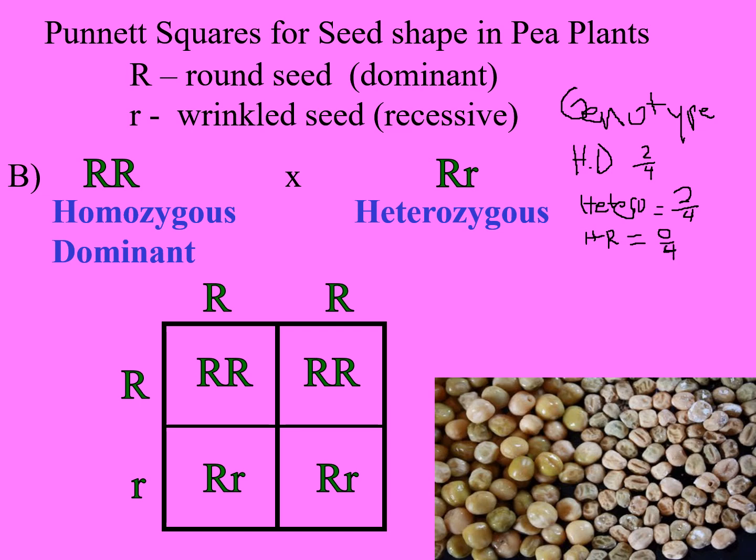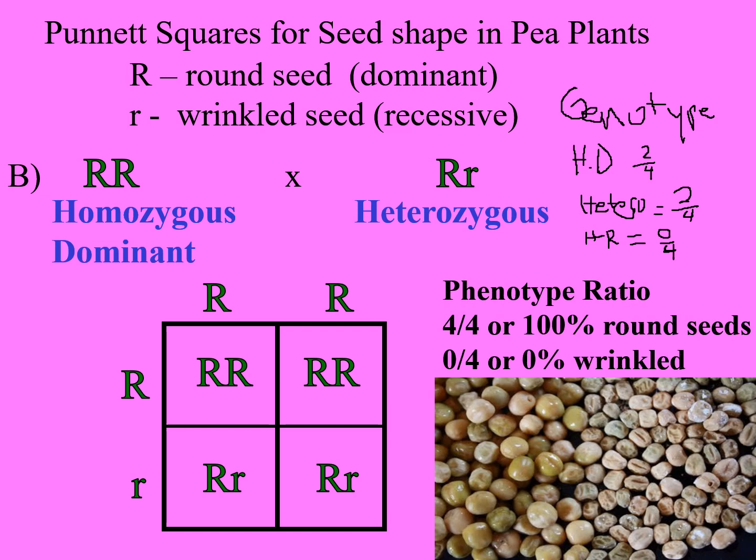And then for the genotypes, well, here's again where the genotype does not match the phenotype, because if you look at the phenotypes, which ones are round versus wrinkled, 100% of them are going to be round, and 0 out of 4 are going to be wrinkled. So again, the genotype does not match the phenotype ratio. Again, phenotype is physical, genotype is genetic. So yeah, all of these, because they all have at least one dominant allele, will be round. It's just that these ones are homozygous dominant and these ones are heterozygous. So make sure you're clear on the difference between genotype and phenotype ratios.